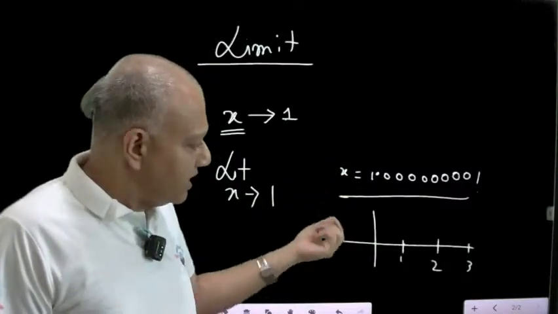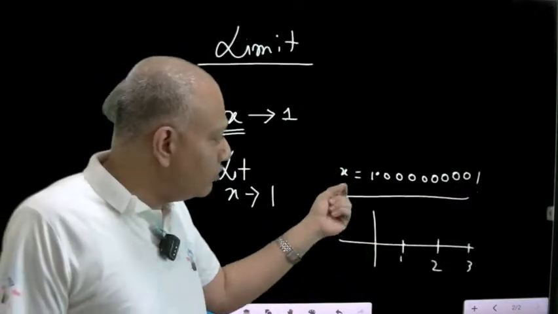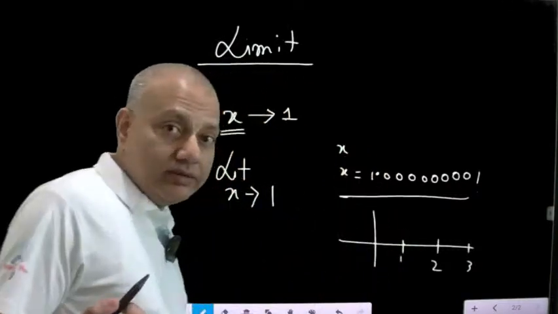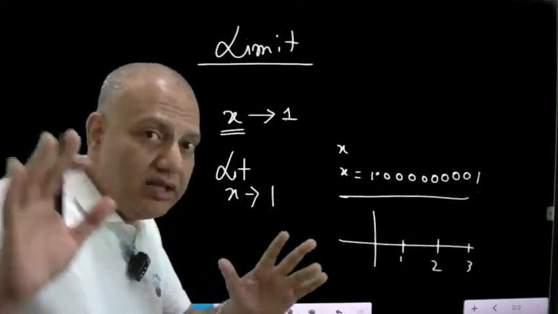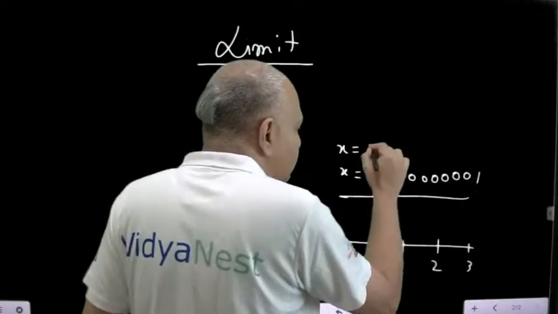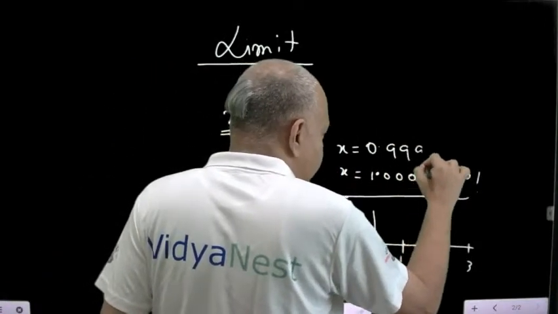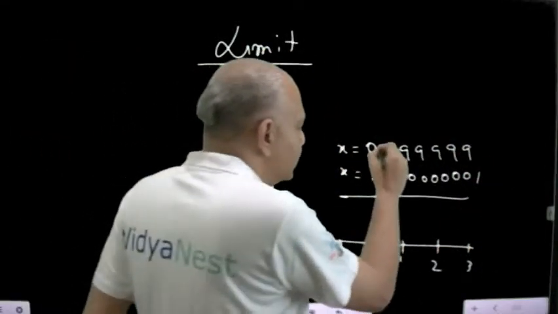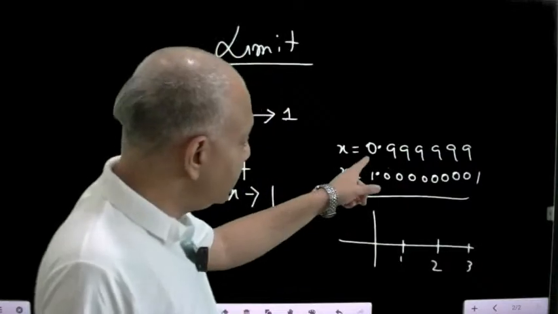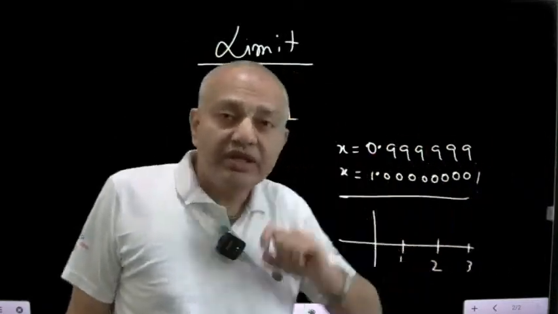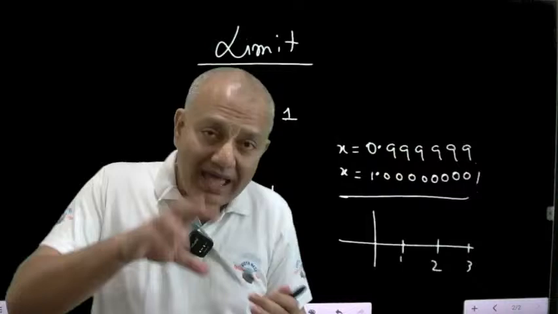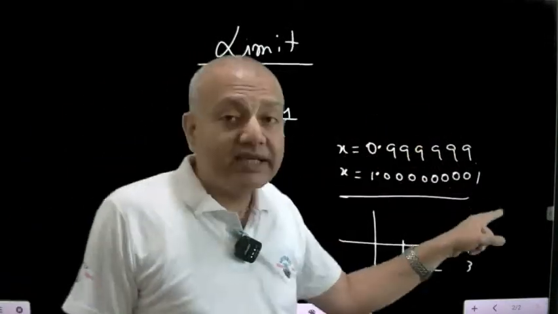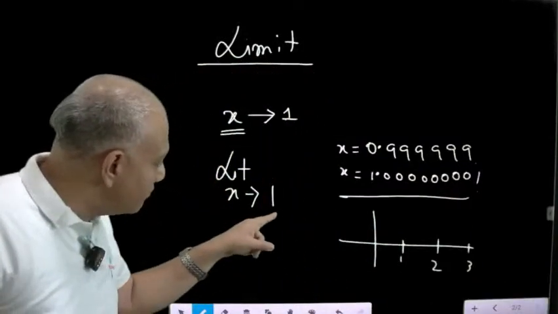But still that value is extremely nearer to 1, and I can also think that x can take a value which is less than 1, but still extremely near to 1, 0.99999. You can see this decimal number is also extremely nearer to 1. So either x can have some value which is more than 1 or less than 1, doesn't matter, but it should be very nearer to 1, then this symbol is valid.